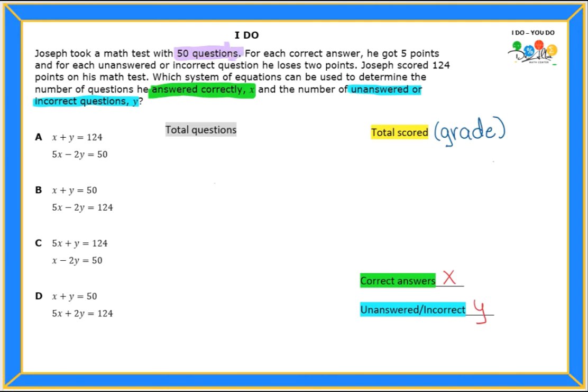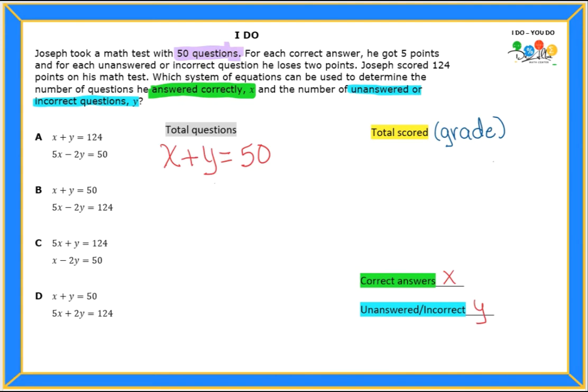And of course, some of those he's gonna get right, and some of those he might get wrong, right? So would you agree then that the first equation can be easily written down as X plus Y equals 50, where X is the ones that he gets correct and Y the ones that he gets incorrect or unanswered. And both of them together have to equal 50. That's simple, right? Okay, what about the second one?